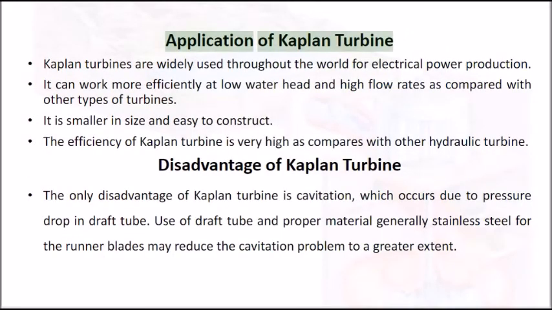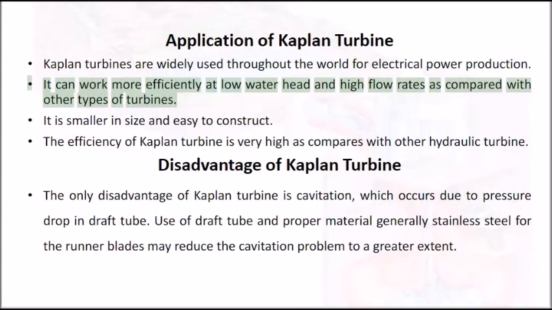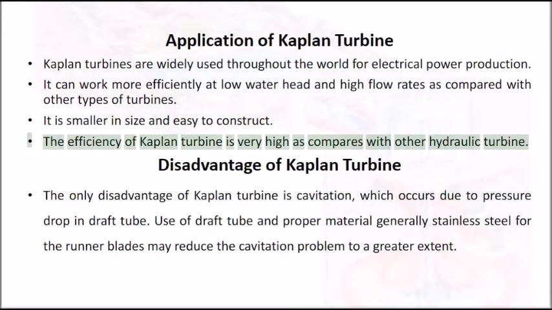Application of Kaplan turbine. Kaplan turbines are widely used throughout the world for electrical power production. It can work more efficiently at low water head and high flow rates as compared with other types of turbines. It is smaller in size and easy to construct. The efficiency of Kaplan turbine is very high as compared with other hydraulic turbines.